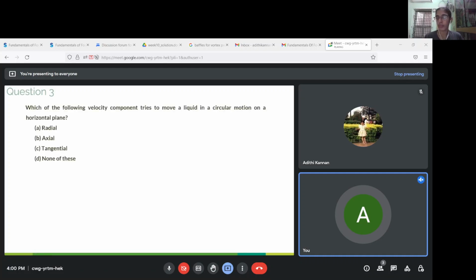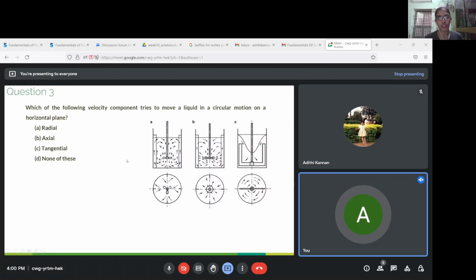Question 3 is the same part of the previous question. Which of the following velocity components tries to move a liquid in a circular motion on a horizontal plane? So if you look back at the same diagram, you can see that the velocity component that tries to move the liquid in a circular motion in a horizontal plane is the tangential flow velocity.